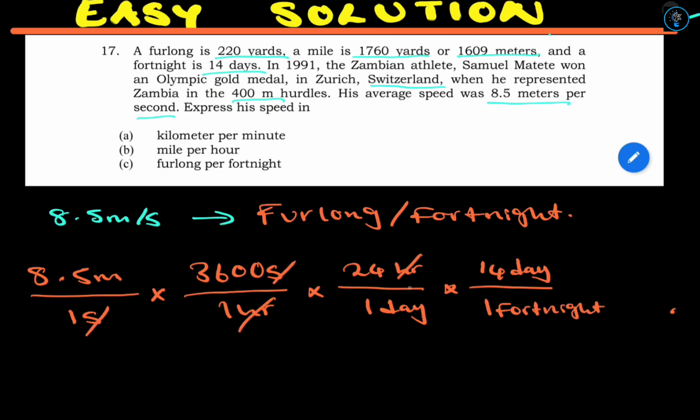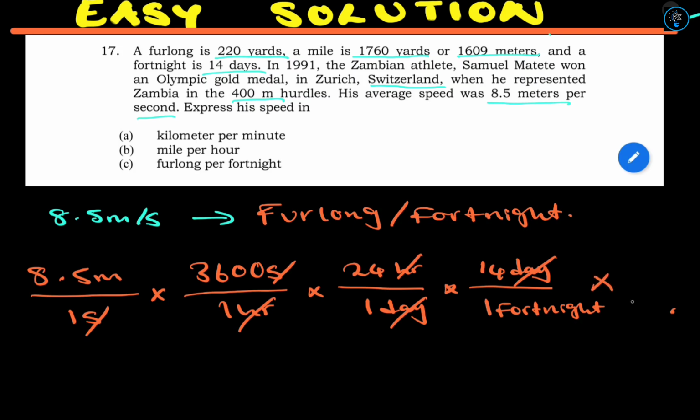So units will cancel this way, and we're going to have fortnight as our final units. Now it's just a matter of converting meters into a furlong. So to convert them into a furlong, we know that we need first to convert meters into yards. So we can do it this way.